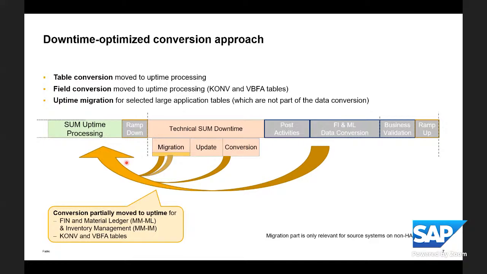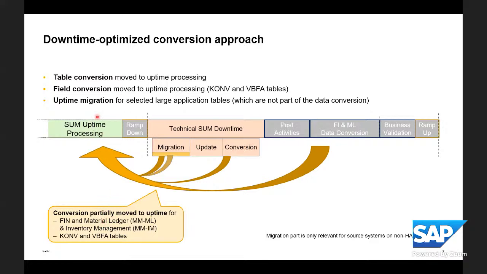And now the tricky part is that the downtime optimized conversion approach of the Software Update Manager will also execute those data conversion activities that in the standard approach are not executed at all by the Software Update Manager. So downtime optimized conversion approach will also move those fin data conversion activities partially to uptime to reduce the overall downtime. Now, why do I always say partly?